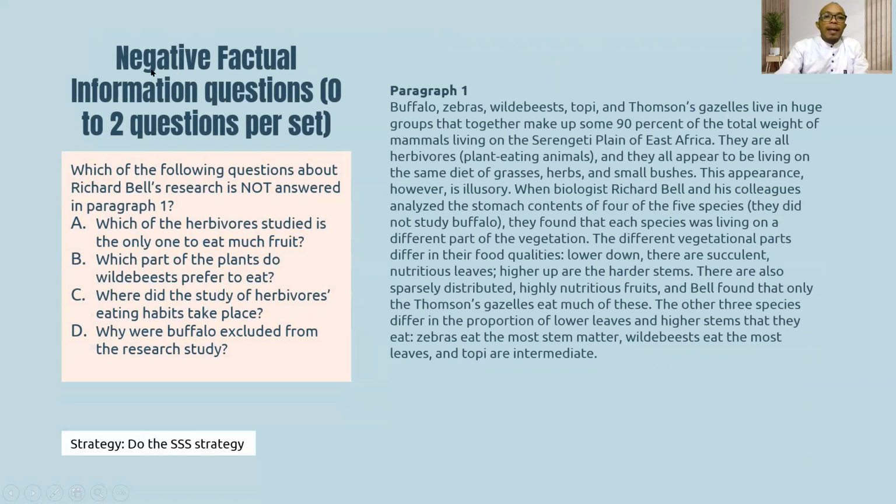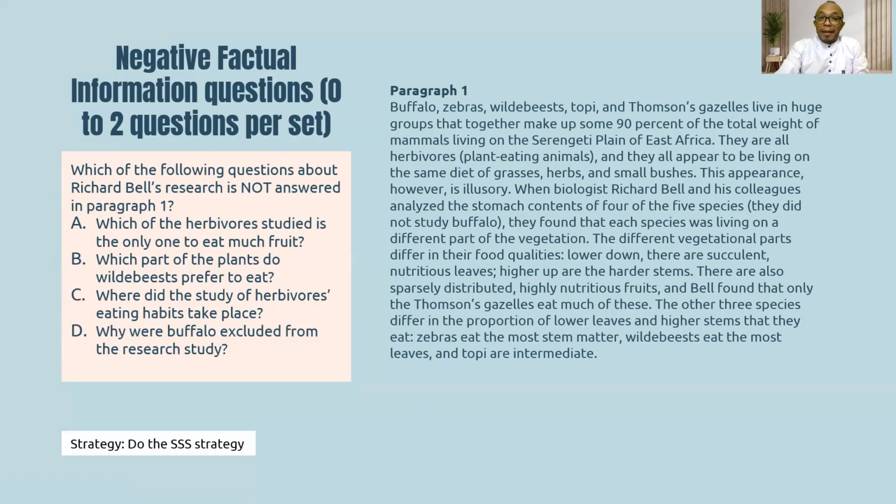Now, let's see a negative factual information question example. This type of question can be up to 2 questions per set or per passage. So, which of the following questions about Richard Bell's research is not answered in paragraph 1? So this is paragraph 1. And the strategy for this is the same as the one for factual information. The difference is you have to check all of them one by one to be sure. Okay, so now go ahead and try to apply the strategy.